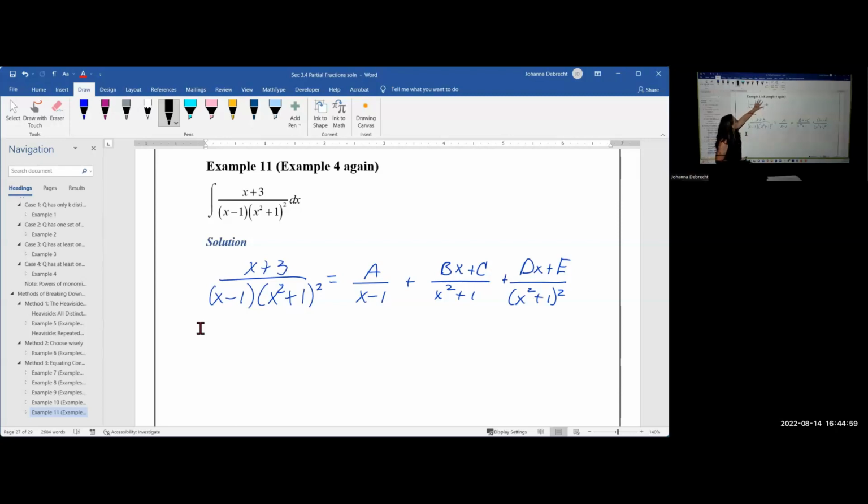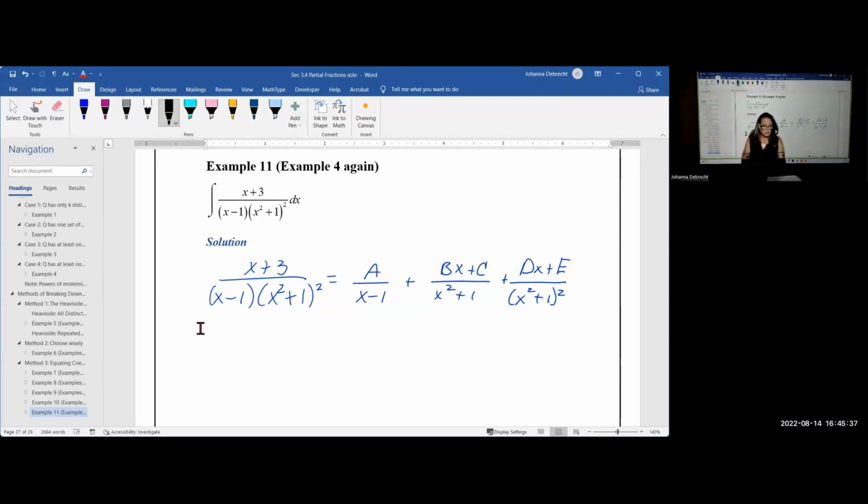So this is the one that we're starting with right here, the integral of x plus 3 over the quantity x minus 1 times the quantity x squared plus 1 quantity squared. So we have a distinct linear factor, not repeated, and we have an irreducible quadratic factor, which is repeated twice. So when we decomposed it, we had x minus 1 once, x squared plus 1 to the first, and then x squared plus 1 to the second. Notice that the numerators of these become 1 degree less than the factor on which it's based in the denominator.